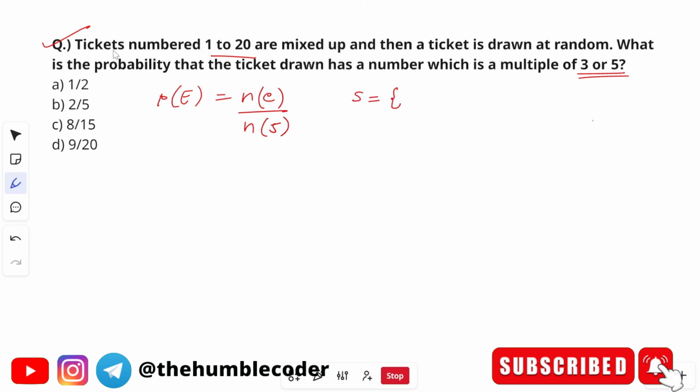Now what is the sample space in this going to be? It is told that tickets numbered from 1 to 20 are mixed up, and then one ticket is drawn at random.